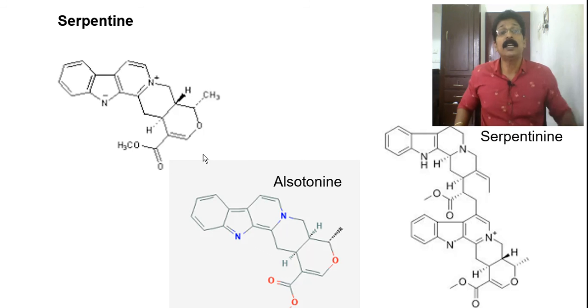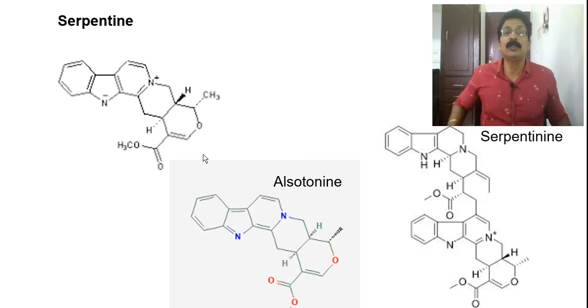You can see there is a six-membered ring, same as in reserpine, and alstonine is also the same as reserpine. There is not much difference. Alstonine and serpentine have only an isomeric change, a steric difference, that is, only a rotational difference. But you can see that serpentinine has double molecules.